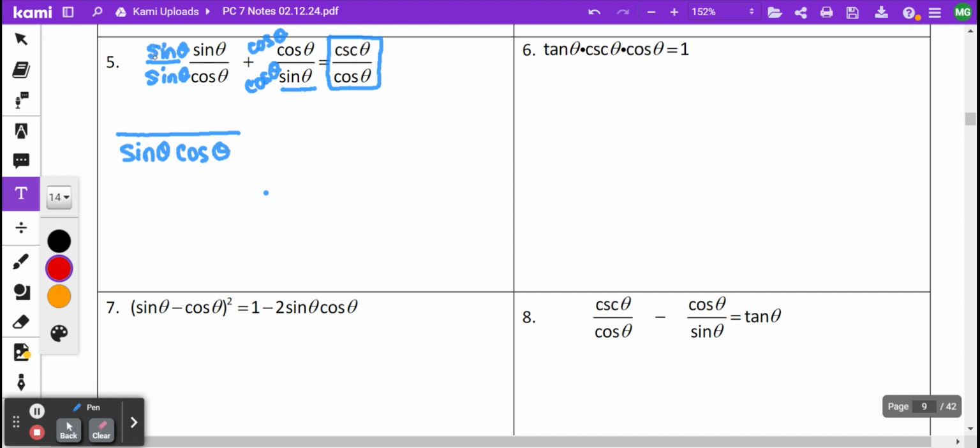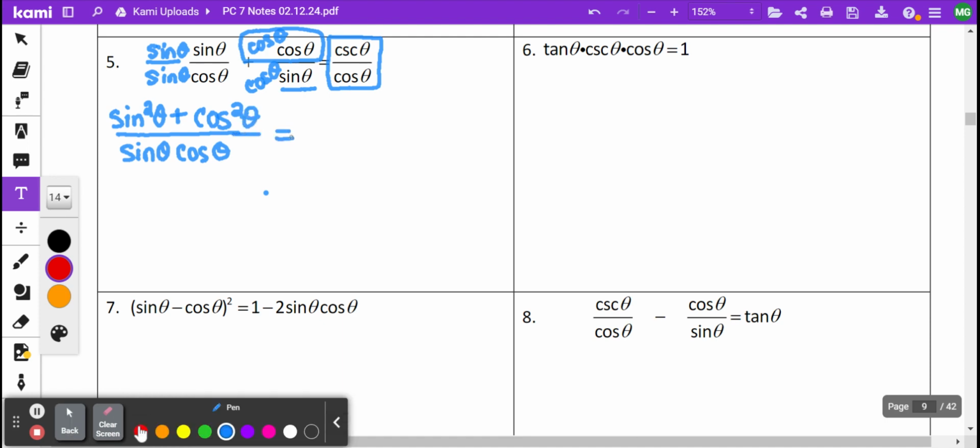So I'll have from this fraction right here, sine squared of theta plus, and from this fraction over here, we'll have cosine squared of theta. Now, I really hope that looks familiar, because that right there is the original Pythagorean identity.